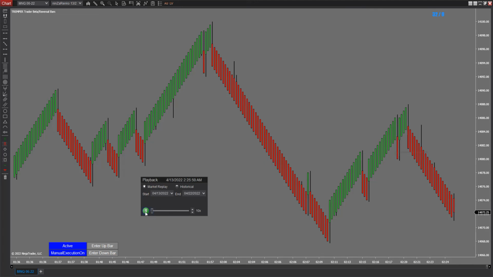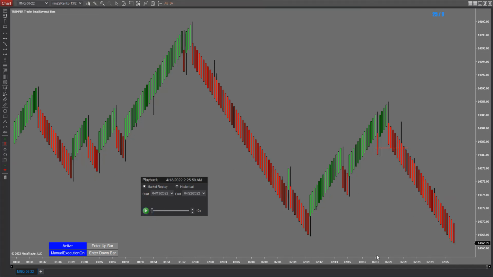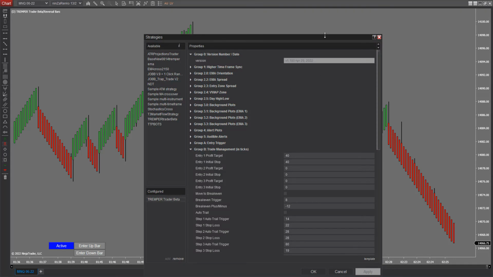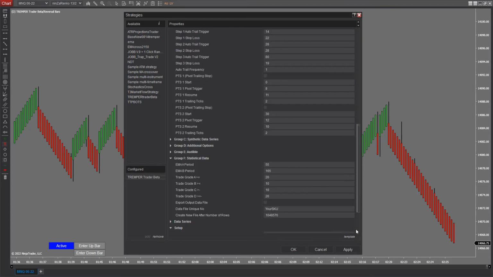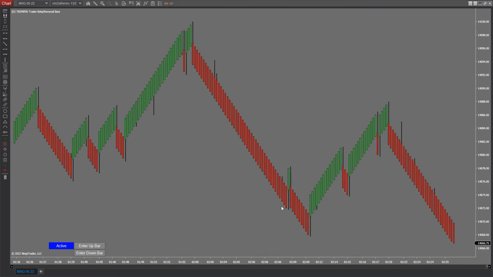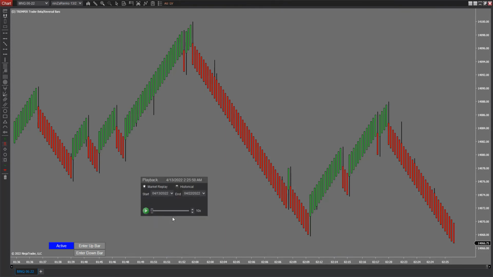So let's do the opposite. I'm going to turn that off. Come back here, and let's make the entry trigger negative 15. I have a feeling you probably know what you're going to see here, but I could just show you since I'm doing it. We pause.